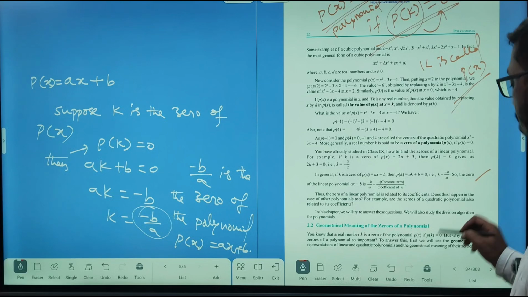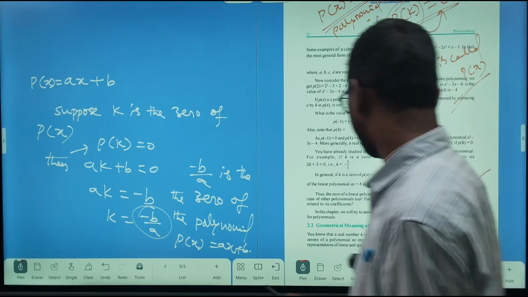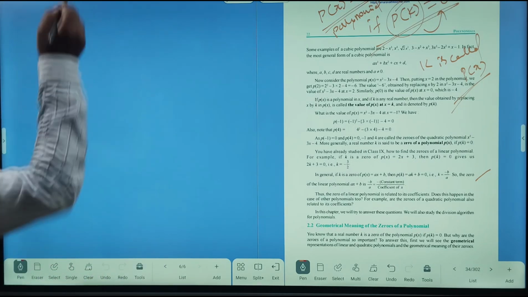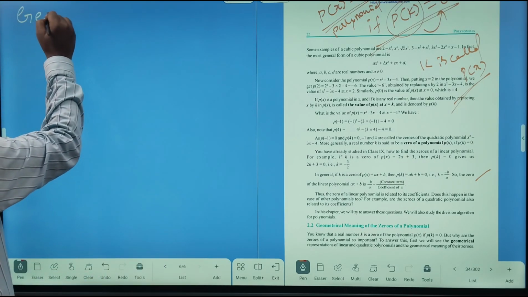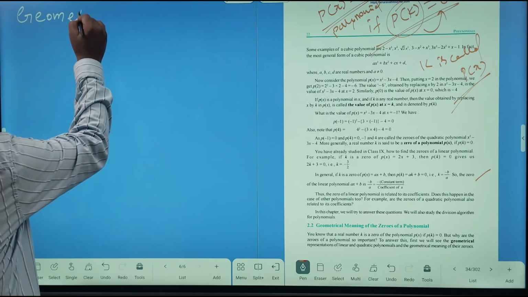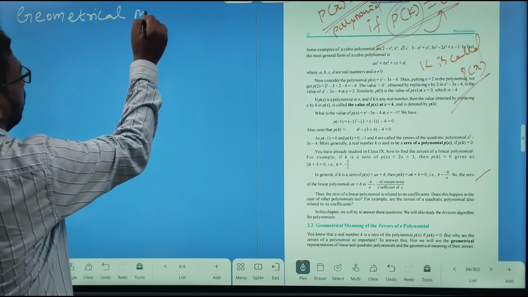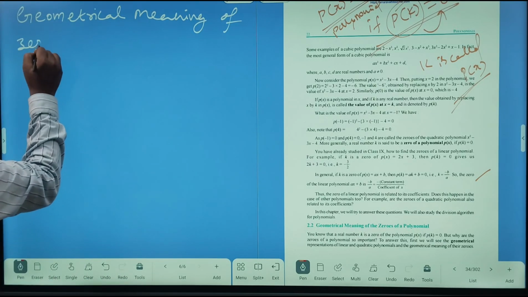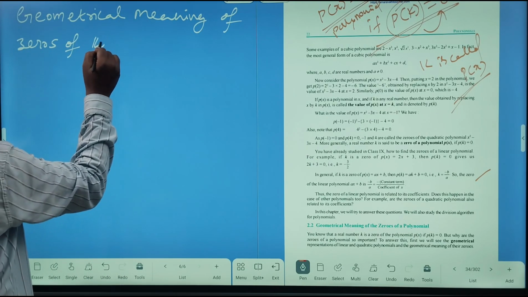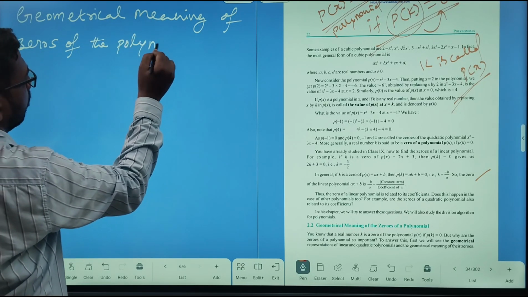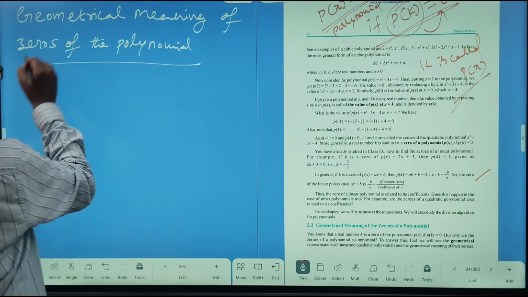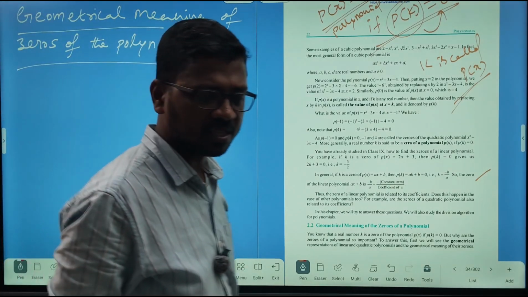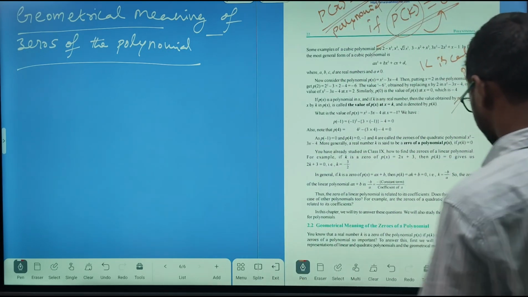So now we will discuss the geometrical meaning of zeros of the polynomial. We will discuss zeros of the polynomial geometrically, by drawing the graphs of the polynomial.